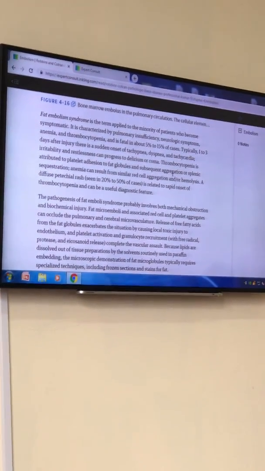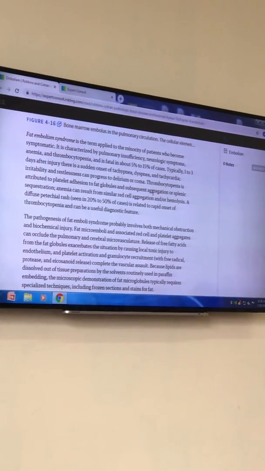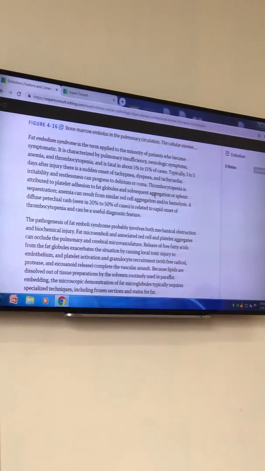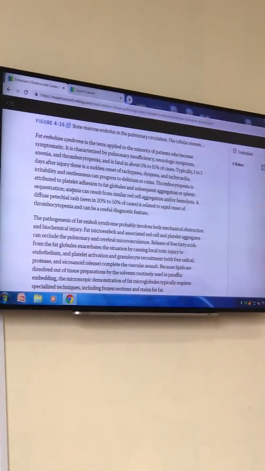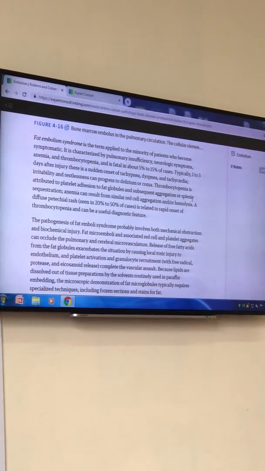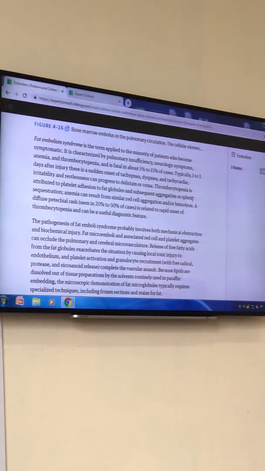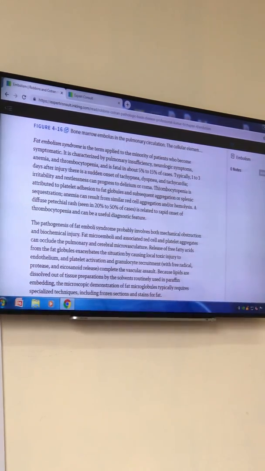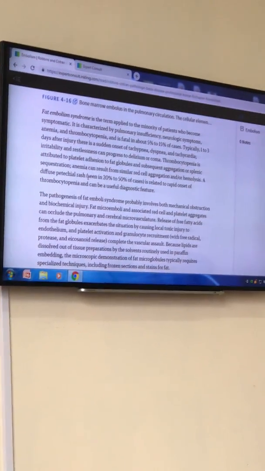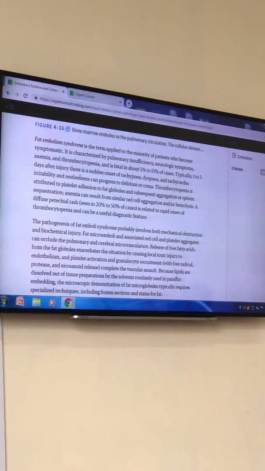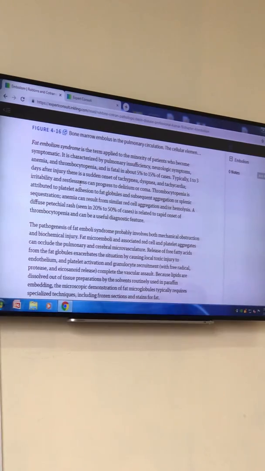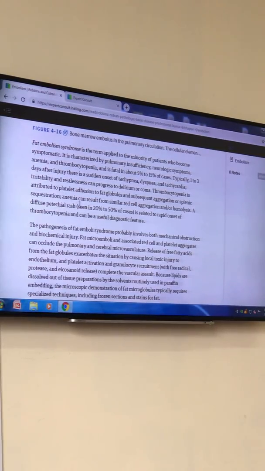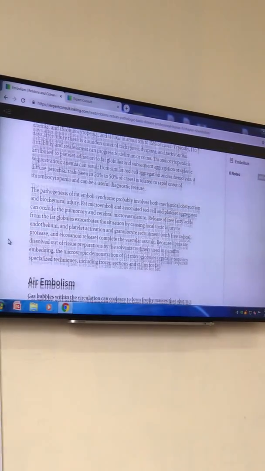And also these are sequestered. Sequestered means accumulated, and the organ that sequesters cells is the spleen. Sequestration of platelets, sequestration of red blood cells occur in the spleen, and that's why the patient, together with thrombocytopenia, maybe has anemia. So these features will be present in a patient with fat and bone marrow embolism.